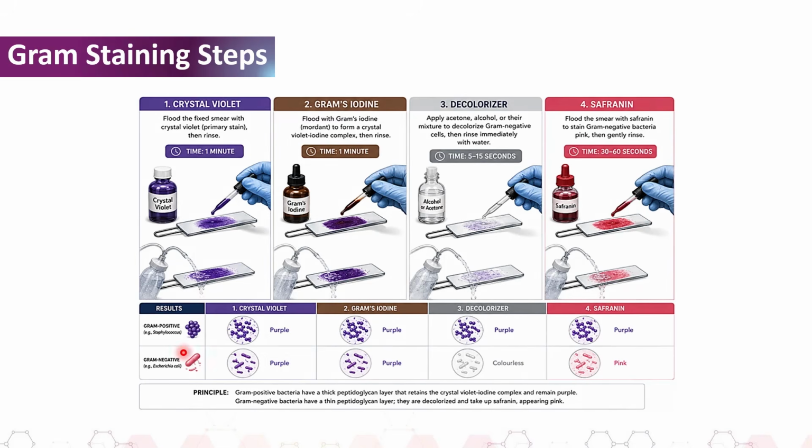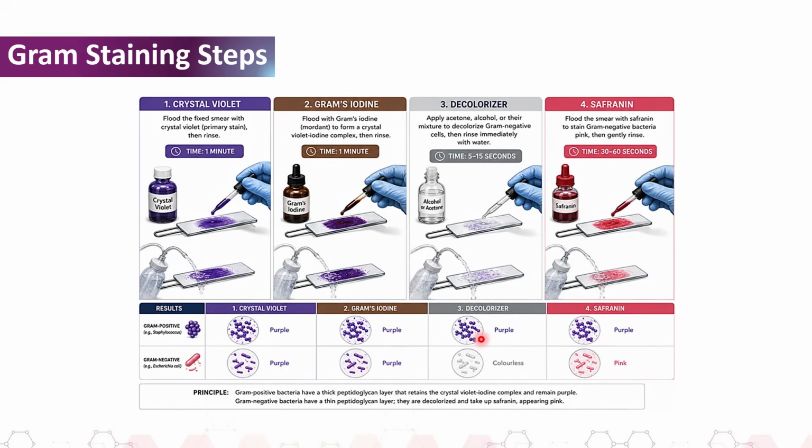Now let us look at the various results that occur in each of the 4 stages. So for the crystal violet application, what happens is that both the gram-positive and the gram-negative bacteria pick up the crystal violet, which is the primary stain, so they both appear purple as shown here. Now for the addition of the gram iodine or the Lugol's iodine, which is acting as a mordant, both the gram-positive and the gram-negative cells still maintain the purple color of the crystal violet.